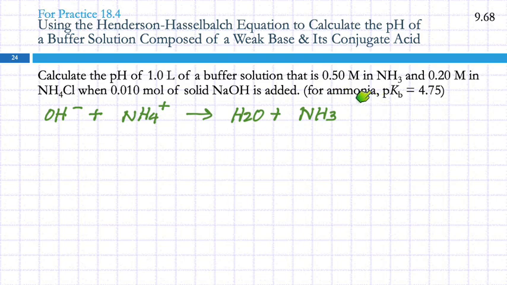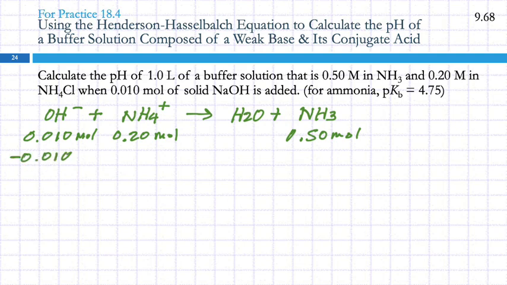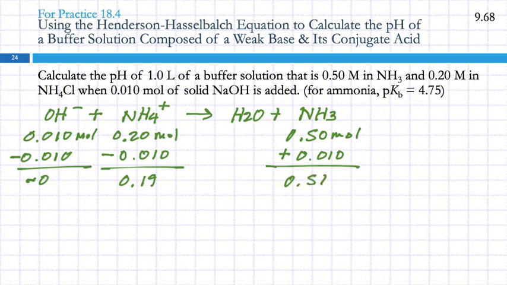So in our buffer, 1 liter of 0.5 molar, that means there's 0.5 moles of the ammonia. 0.2 moles per liter times 1 liter, 0.2 moles of this ammonium ion. And then to that we're adding 0.010 moles of hydroxide. So we're going to look at this as a limiting reactant problem. This is the smallest. All of that's going to react, and we're going to end up with zero, essentially. And so that's going to react with this, and we're going to get 0.19. And then we're going to gain the same number of moles over here, 0.51.